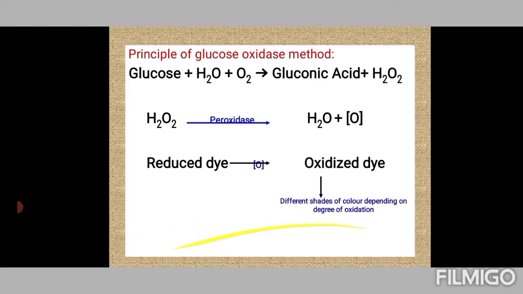colored dyes, which when oxidized show a certain color, like pink, and depending on the concentration or intensity of that color, the concentration of H2O2 as well as the concentration of glucose can be assessed. So this is more of a laboratory method used to assess glucose concentration in biological fluids.